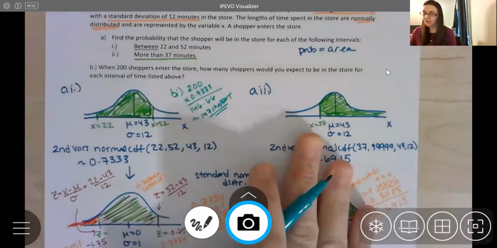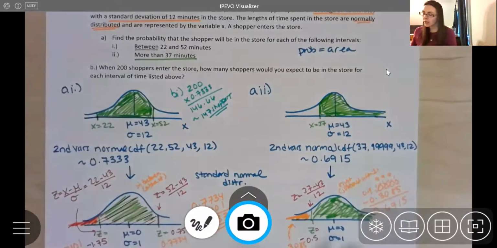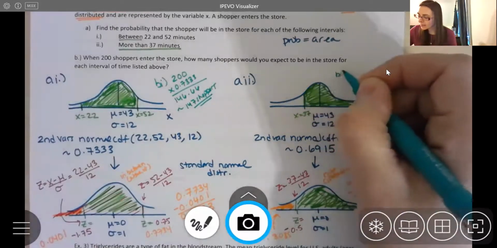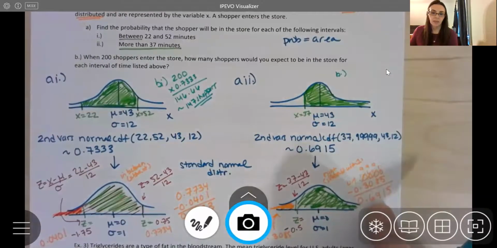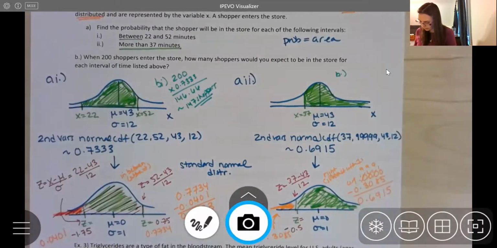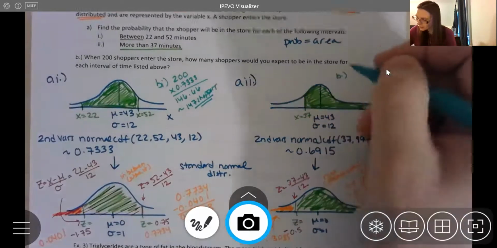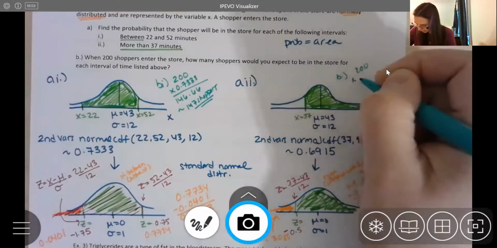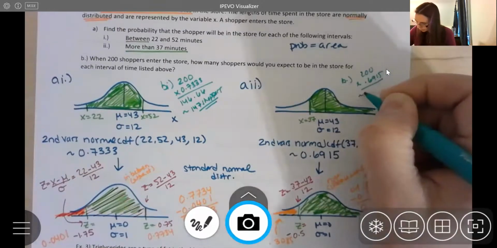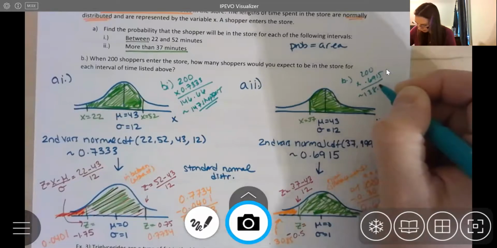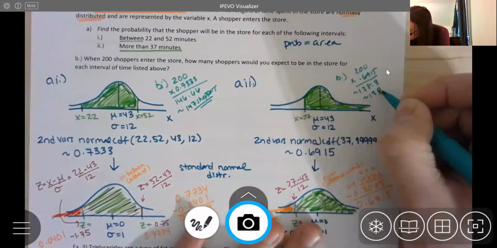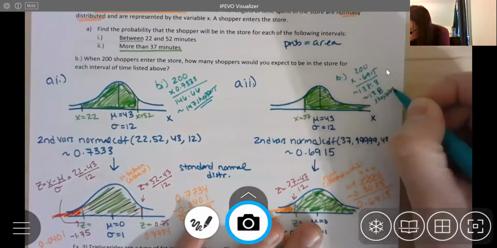And then for the second one, again, we have 200 shoppers in the store. Our probability was 0.6915. So basically we're looking at, well, what's 69.15% of 200? So really we're just doing a percent calculation here, but leaving it with probabilities. So when I multiply that 200 times 0.6915, I get about 138.3, which is about 138 shoppers altogether.